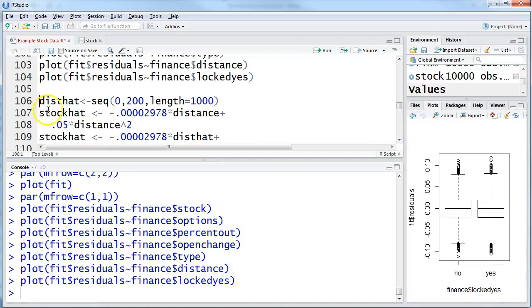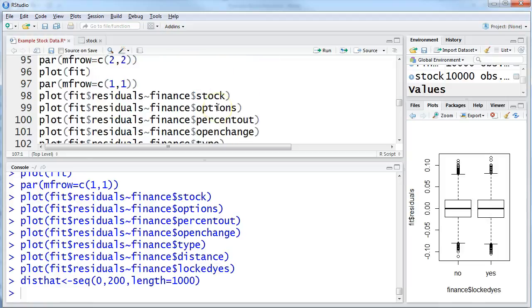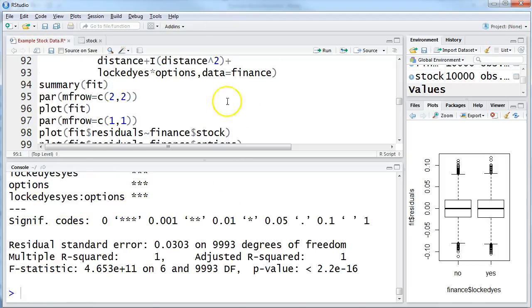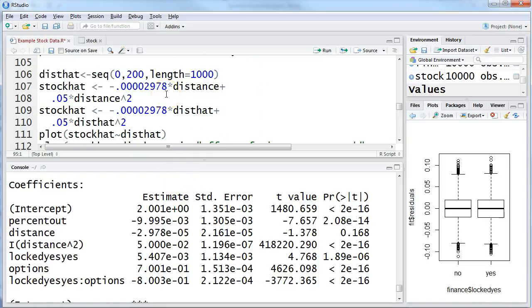So I have my distance hat. And stock had a whole bunch of different things in the summary. Here's my summary for stock. But since I'm only plotting distance, and since I was still kind of mad at it, I decided I'm only going to plot the distance piece. Now, if I made up values for percent out and options and locked yes, the only thing that would do is shift my picture up or down depending on the values I chose. But the distance versus stock relationship is going to stay the same.